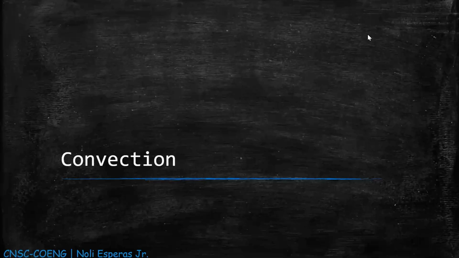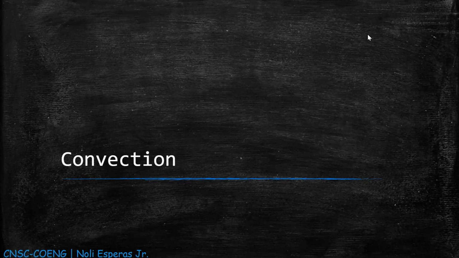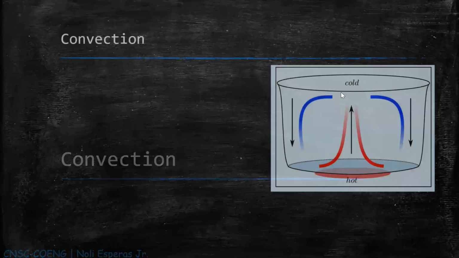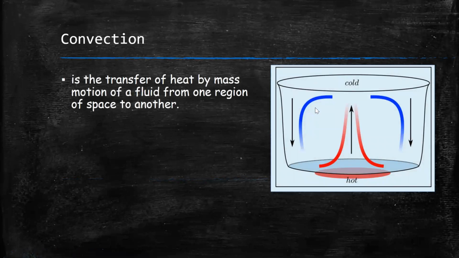Convection. So another method of heat transfer is what we call convection, which is the transfer of heat by mass motion of a fluid from one region of space to another. Unlike with conduction, there must be a contact between two bodies. While here in convection, it is the flow of fluid that transfers the heat, from one region to another region.